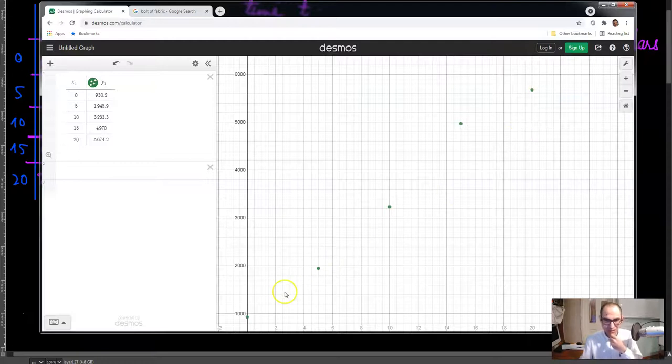And then you need to take a look at your points and use some sort of regression. You need to use a model so that you can build a model for your data. For this data, if you were to use a quadratic model in Desmos, you would write it as y1, and then you need to use the tilde sign.